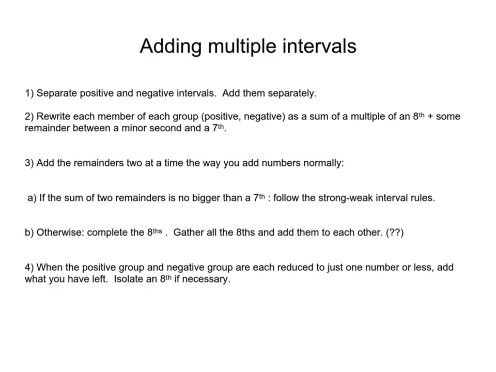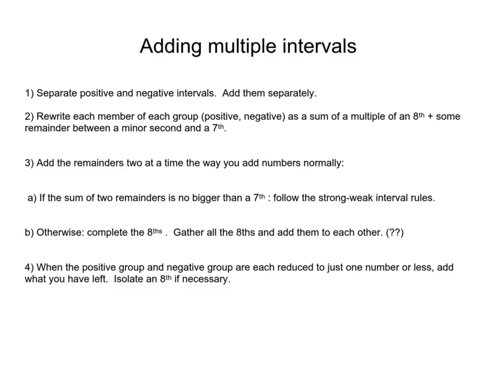And thirdly, you're going to add the remainders two at a time, the way you add numbers normally. And here's how you do it. First, if the sum of two remainders is no bigger than a seventh, follow the strong weak interval rules we followed in the before last video. And remember, we've separated the positive and negative, which means that we're treating them all like positive intervals. Each group is a bunch of positive intervals. When we're done reducing each group to one interval, we'll worry about adding those together. Otherwise, complete the eighths, the octaves. Gather all the octaves and add them to each other. We'll explain how to complete an eighth very soon.